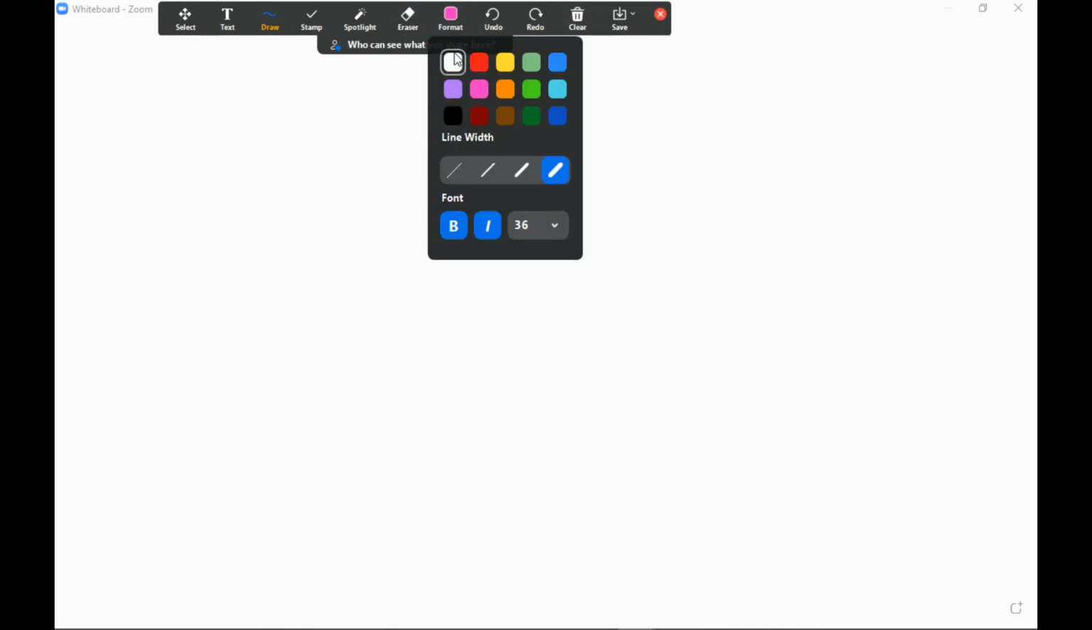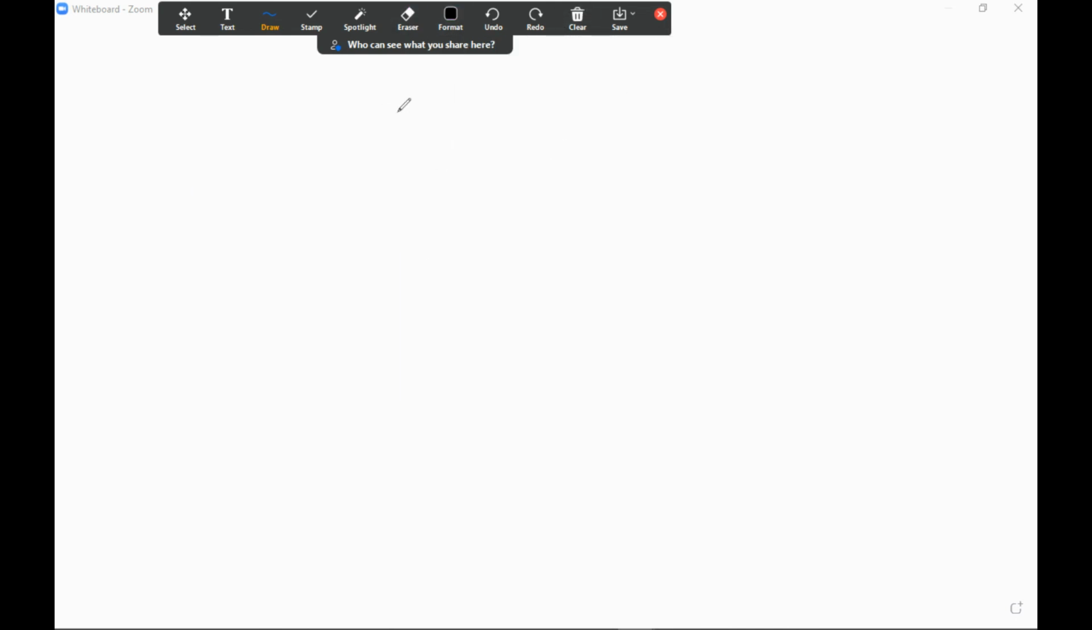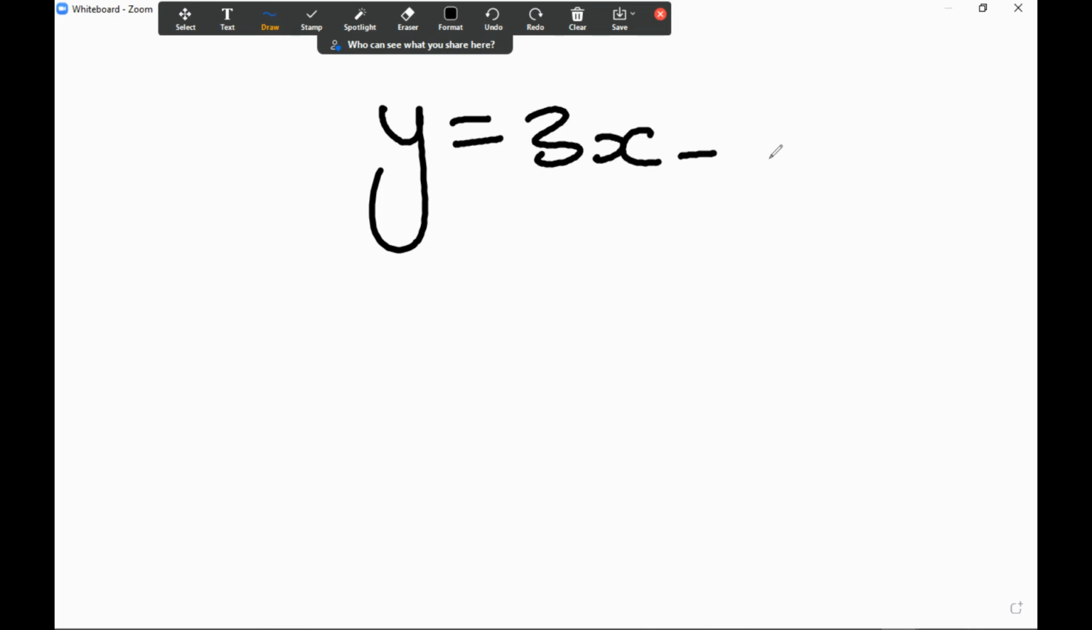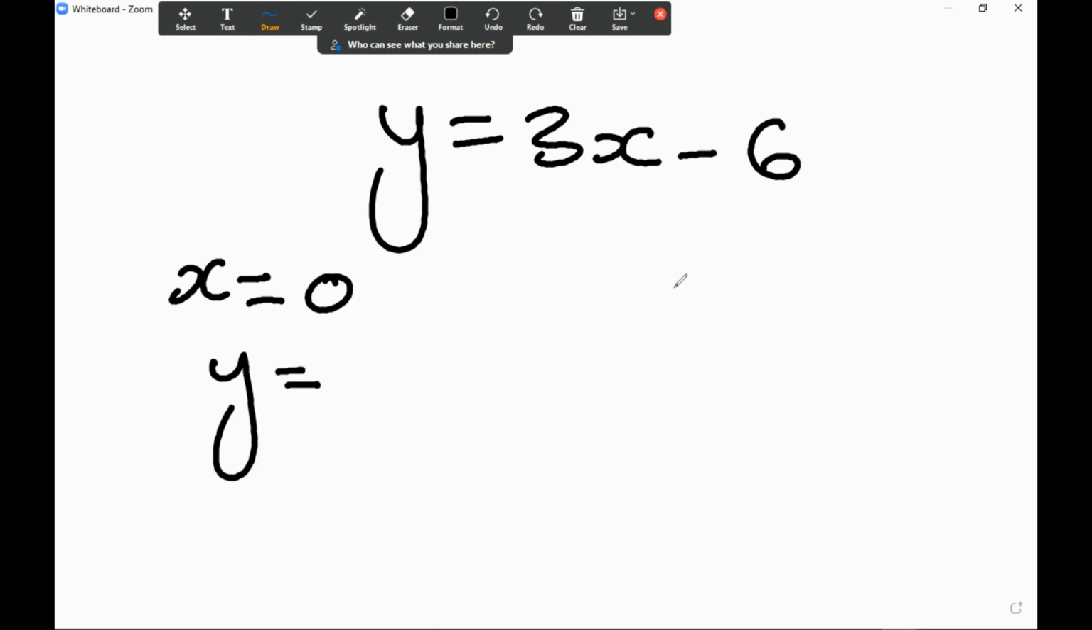On the next one, I want you to find the x-intercept and the y-intercept. y is equal to 3x minus 6. I want you to make x equal to 0. Tell me what y is. Then I want you to make y equal to 0 and tell me what x is.